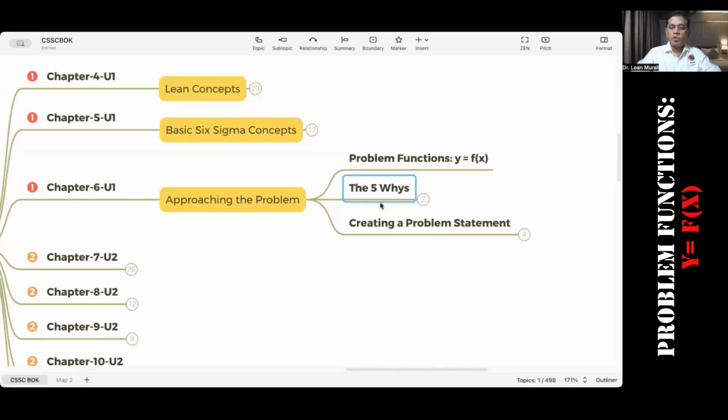Okay, so approaching the problem, we'll be talking about the function y is equal to f of x, the 5 y's, and creating a problem statement. These are the three things that we are going to see today.